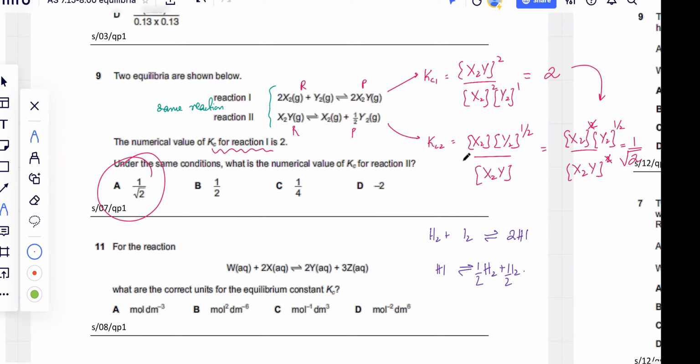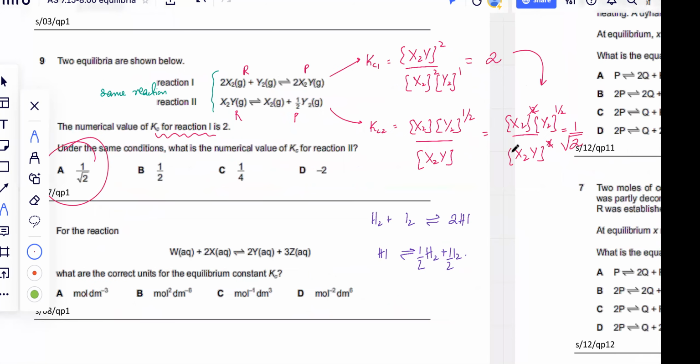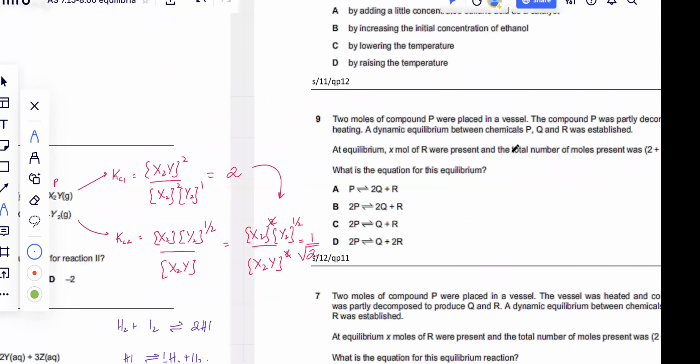So just remember the two cases were interlinked because they were just different forms of the same expression, because these two were the same reactions, except that the products and the reactants were switched around. So the numerator and denominator positions were switched around. Plus, because the equations were balanced differently, over there everything was squared, over here everything was power 1 or half. So we converted the first expression into the second expression. Let's try and do this question as well.